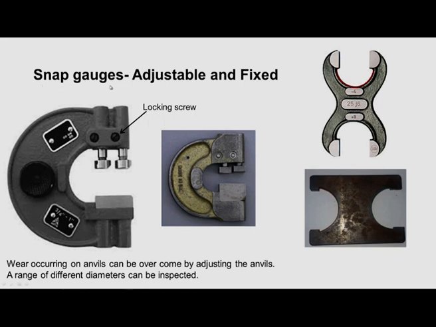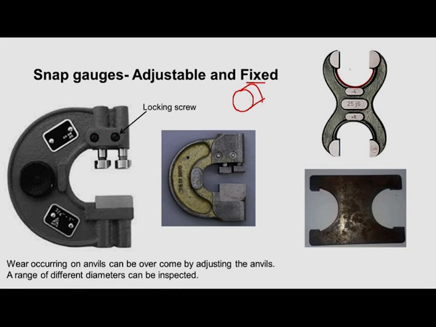Coming to the snap gauges, these are used for checking the shafts, the size of the shaft. There are two types, one is a fixed type snap gauge. We can see here this is a fixed type double ended, because this is one working side and this is another working side. So this is called a double ended fixed snap gauge. And here we have an adjustable snap gauge.